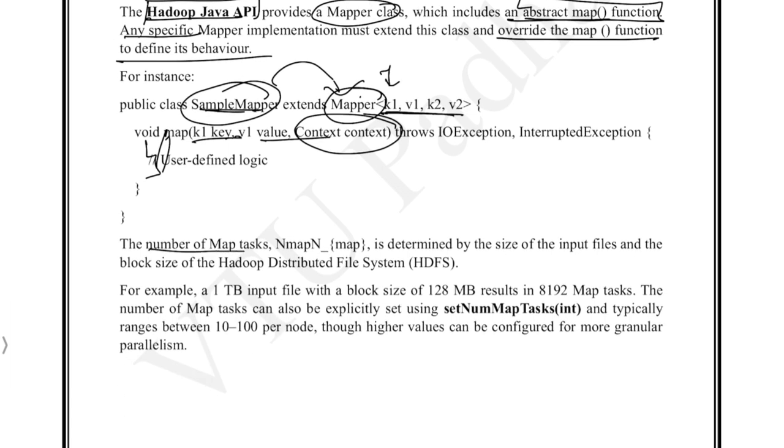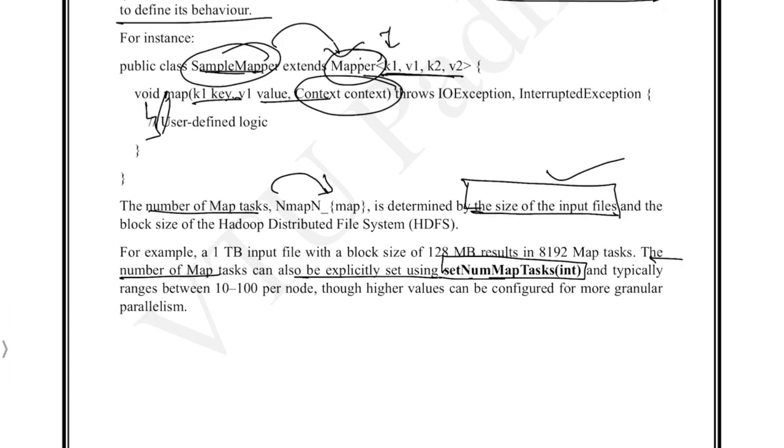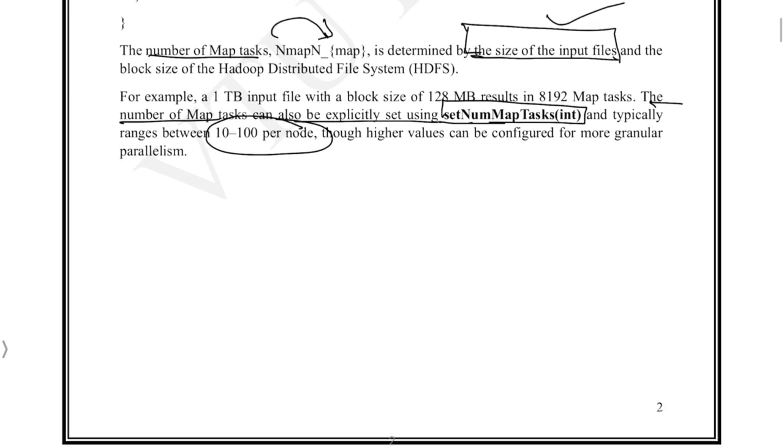The number of map tasks is determined by the size of the input files. Obviously, depending upon the size of the input file, you determine how many map tasks can be done. The number of map tasks can also be explicitly set using the setNumMapTasks method, where you define how many map operations you want to perform, around 10 to 100 per node.